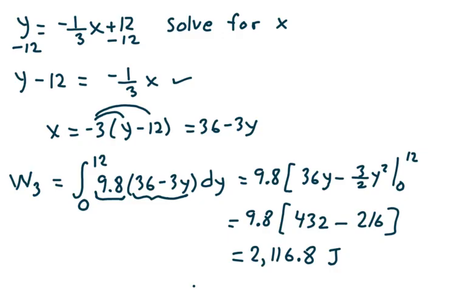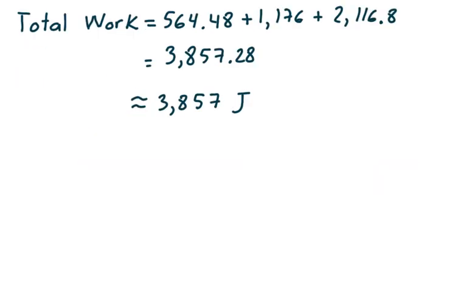Now, the total work required to move it all is going to be the following. My total work is 564.48 plus 1,176 plus 2,116.8, which is equal to 3,857.28, which is approximately 3,857 joules. And that'll do it for this video.